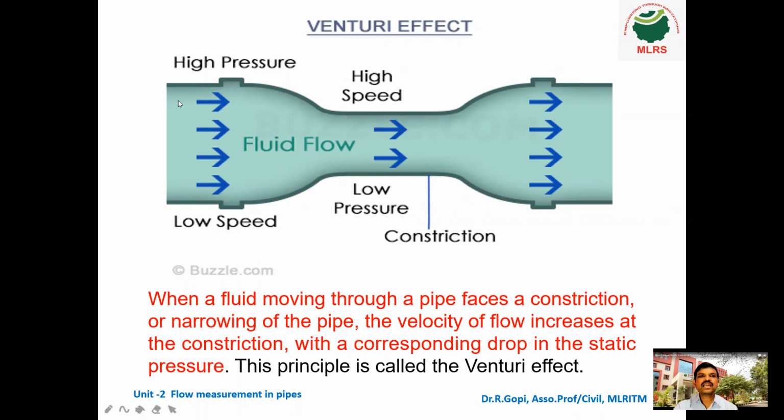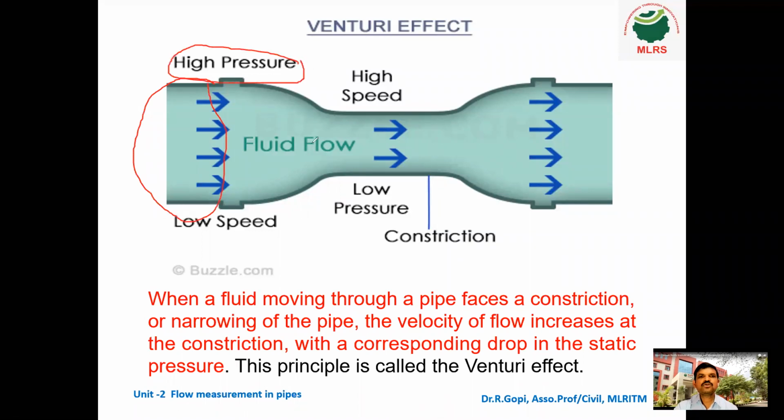Here, the velocity in this portion is less but the pressure is high. Low speed means lower velocity. The same fluid travels in this smaller diameter pipe, a very, very small diameter. Here the speed is high but the pressure is low. So this is the fundamental concept. This concept is called the Venturi effect.